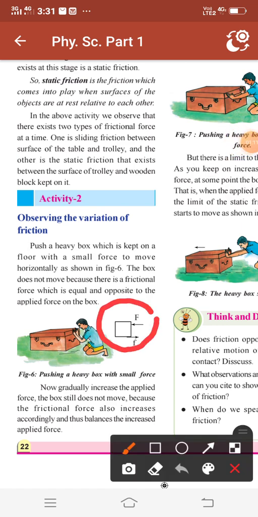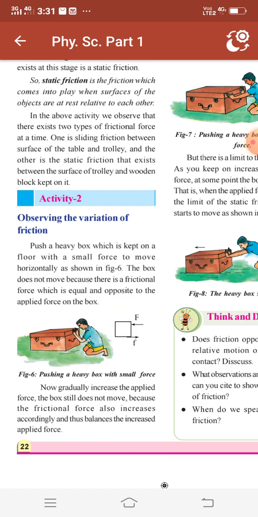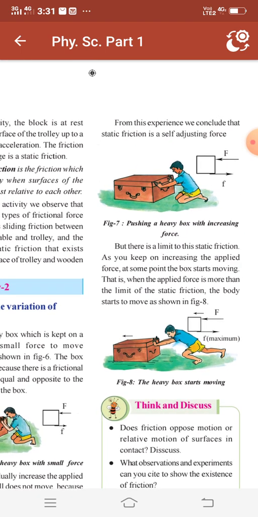You observe this one. Now gradually increase the applied force. The box still does not move because the frictional force also increases accordingly, and thus balances the increased applied force. From this experience, what we concluded is that static friction is a self-adjusting force. Which is the self-adjusting force? Static friction is the self-adjusting force.